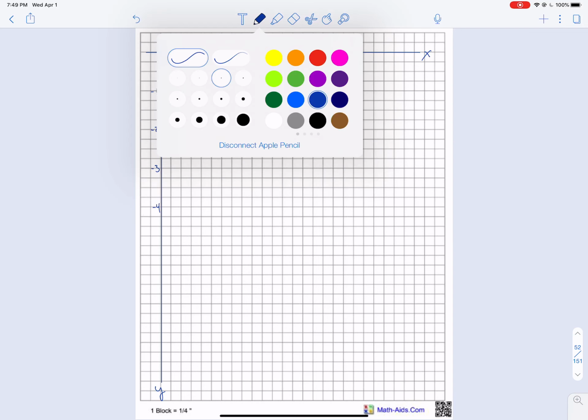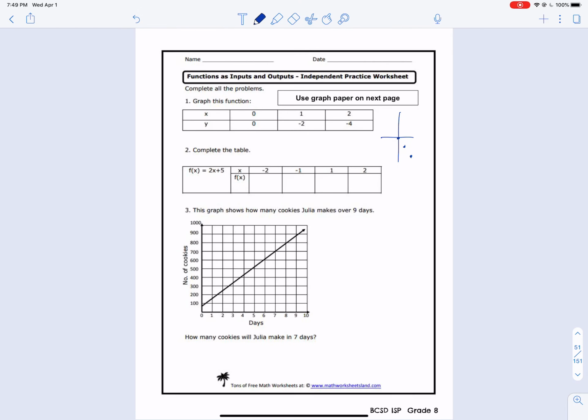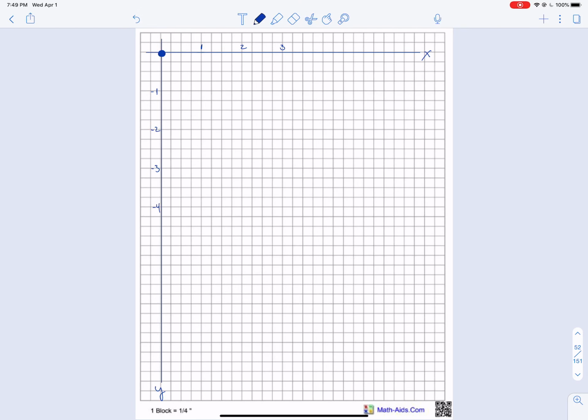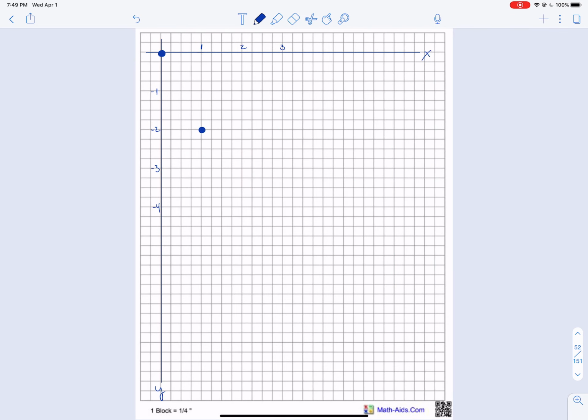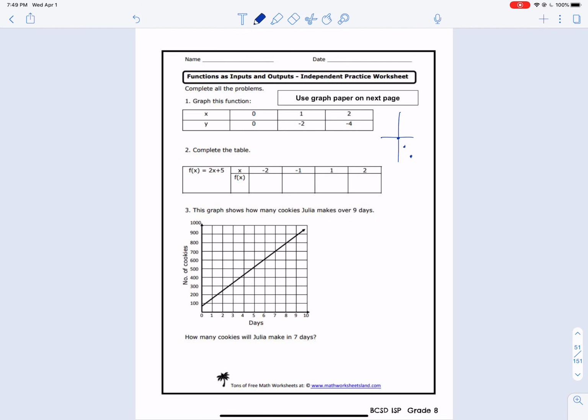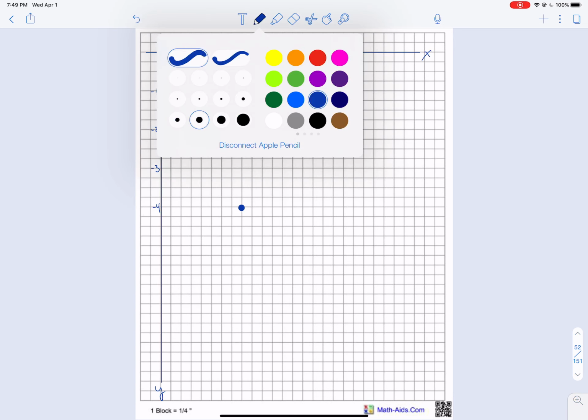So let's go back and get our points. So 0, 0, and then 1 comma negative 2. 2 comma negative 4. So follow it down. There we go. Looking like a straight line. So I'm sure we could figure out what the next point would be, right? Okay, let me draw a line through there.